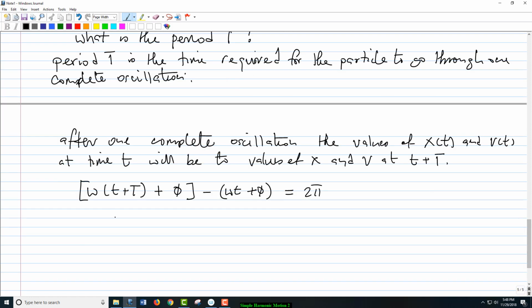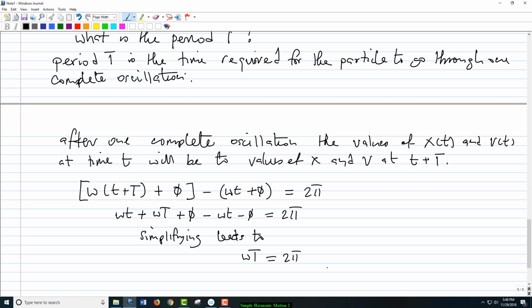So what this tells us is that omega t plus omega capitalized T plus phi minus omega t minus phi is equal to 2 pi. So simplifying leads to omega times uppercase T equals 2 pi. So the time period T is equal to 2 pi divided by omega. Yes, I'll put a box around it.